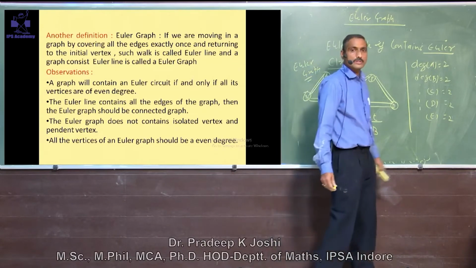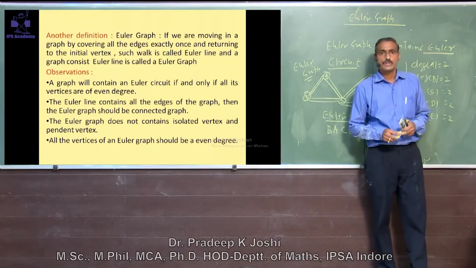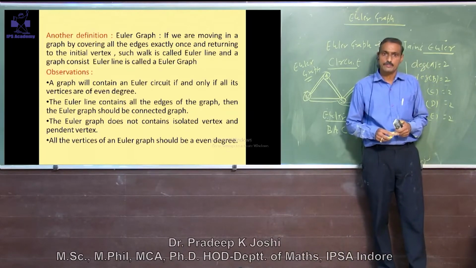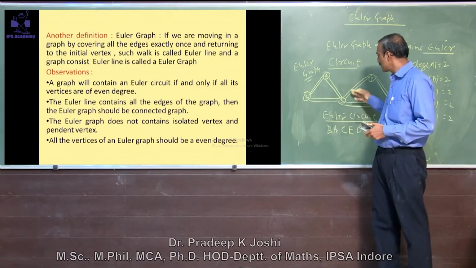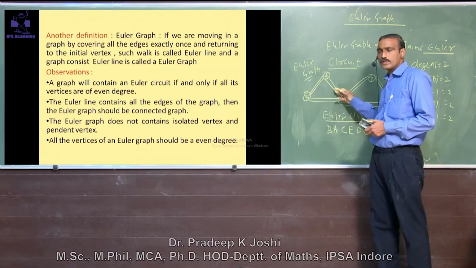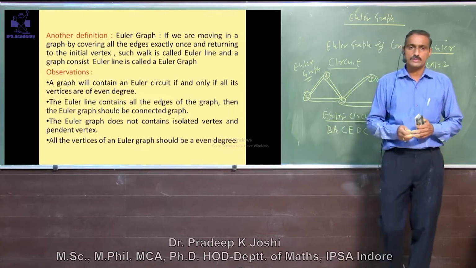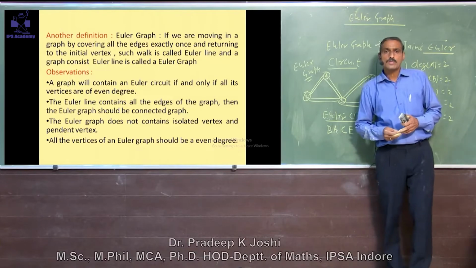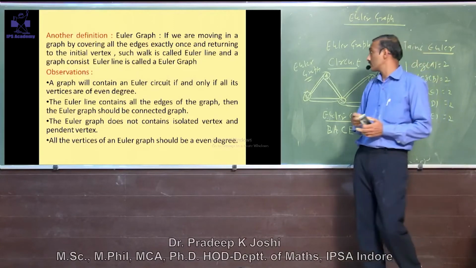The Euler line contains all the edges of the graph, so the Euler graph should be a connected graph. For a disconnected graph, we cannot find an Euler graph, because there is no path between two vertices, so it is not possible. The Euler graph does not contain an isolated vertex or a pendant vertex. This is a very important concept.